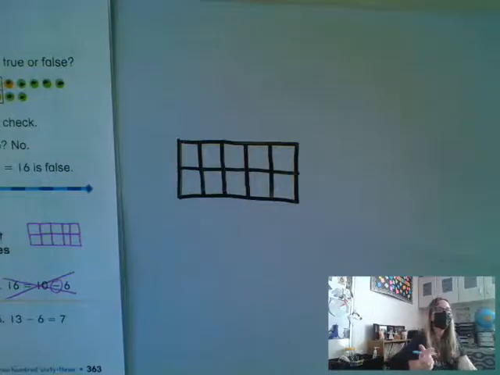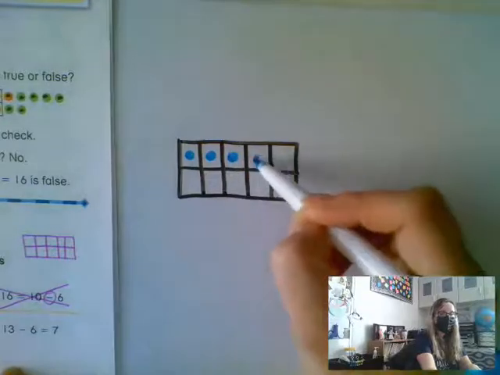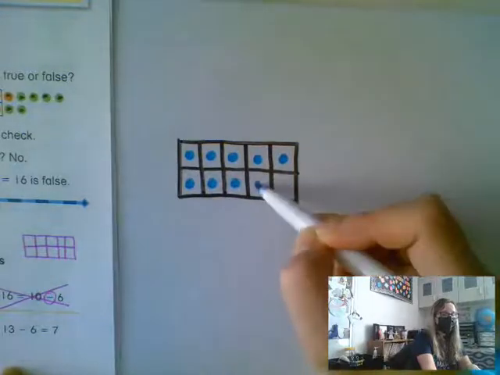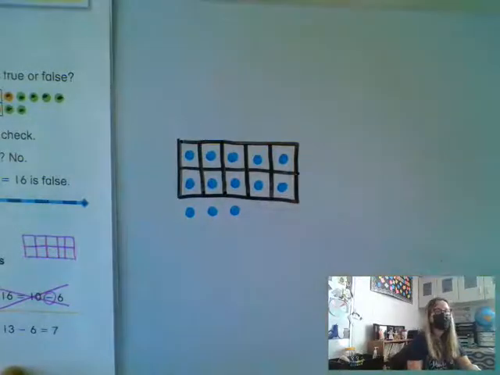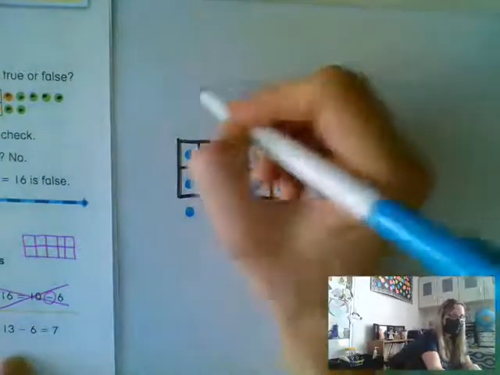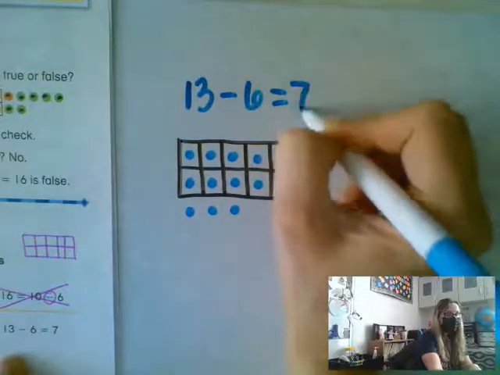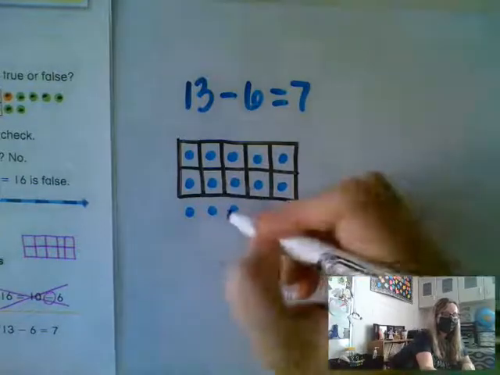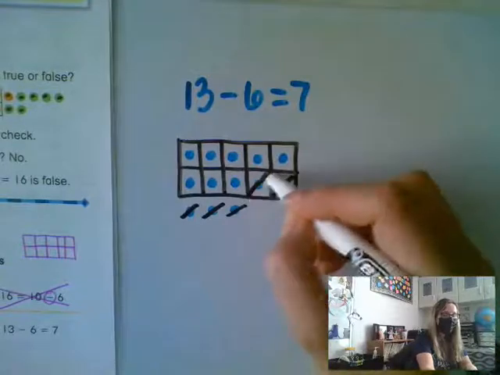Okay, so Johnny, count with me to 13, nice and loud. 1, 2, 3, 4, 5, 6, 7, 8, 9, 10, 11, 12, 13. So I have 13 dots, Johnny. Now they're telling us 13 take away 6 should equal 7. Let's take away 6 and see what we get, okay? Everyone count with me. 1, 2, 3, 4, 5, 6.